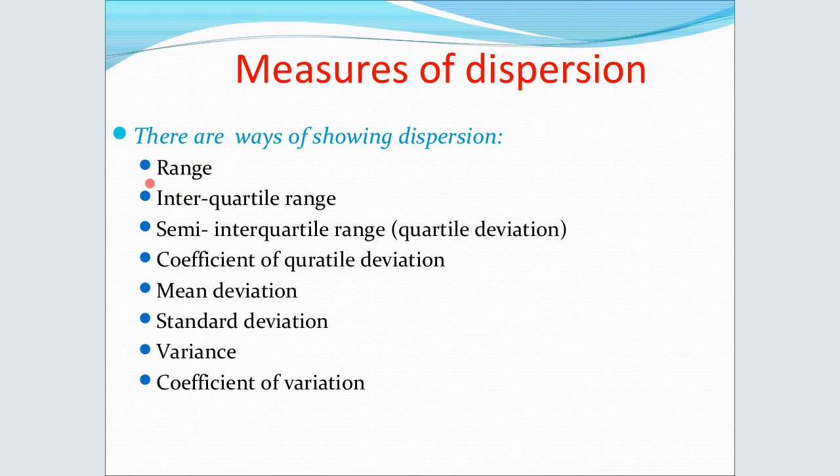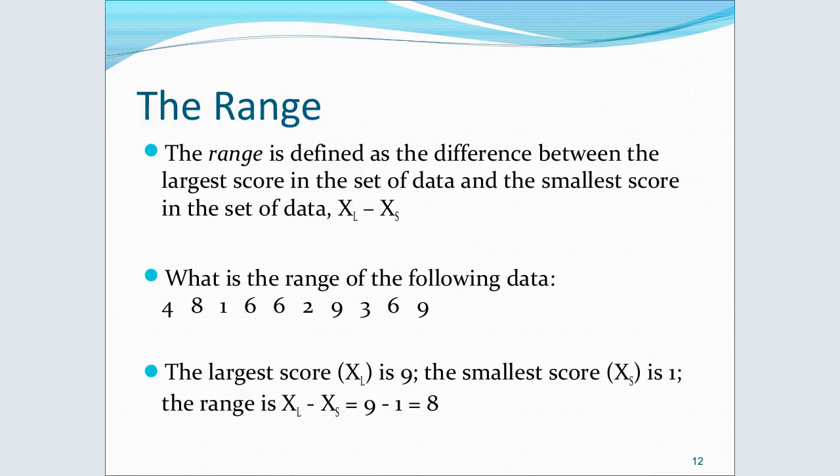Then we have what we refer to as interquartile range. So for range, it is mostly calculated for ungrouped data. Hope at this time everybody understands what we refer to as ungrouped data. So when we have ungrouped data, we normally calculate the range. We take the highest value, we subtract the smallest value. Let me show you an example in the next.